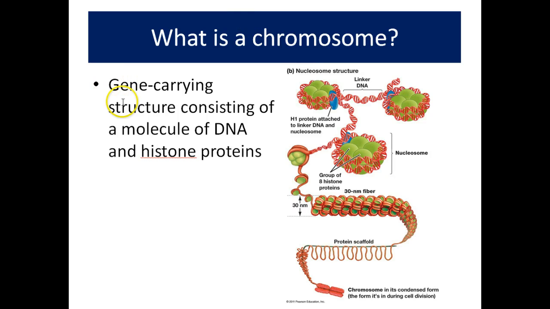These gene-carrying structures, in most eukaryotes, are linear pieces of DNA, and these linear pieces of DNA are chromosomes. Chromosomes are defined as gene-carrying structures consisting of a molecule of DNA and histone proteins, which also assist with the coiling and uncoiling of DNA, which we'll go into a little bit more when we start to think about mitosis in more detail on Tuesday.